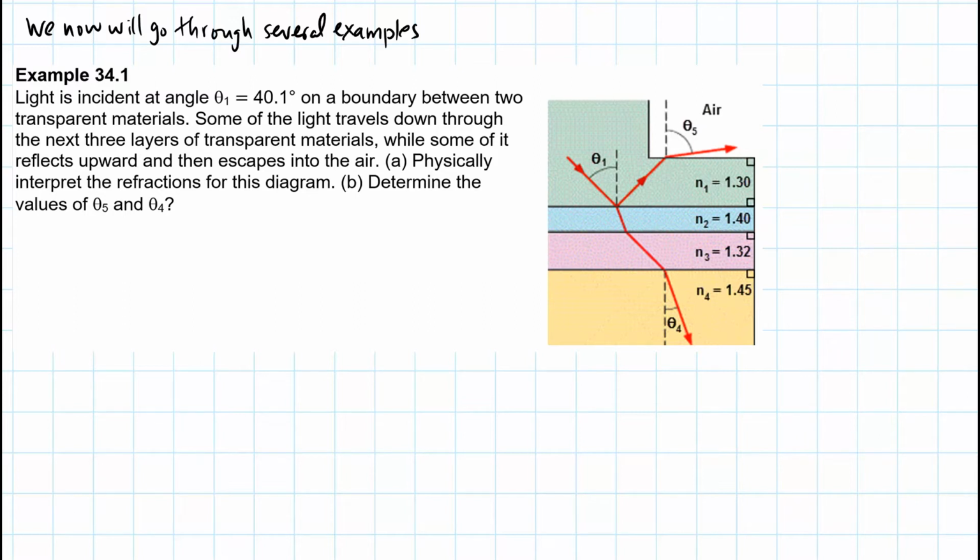A. Physically interpret the refractions for this diagram. B. Determine the values of θ5 and θ4. Let's physically interpret the graph first. What we know here is that as light goes from a lower medium to a higher medium, the ray bends towards the normal. If I go from a higher medium to a lower medium, the ray bends away from the normal.